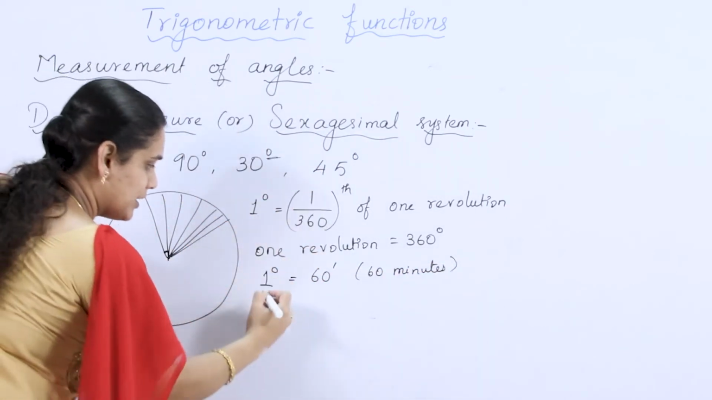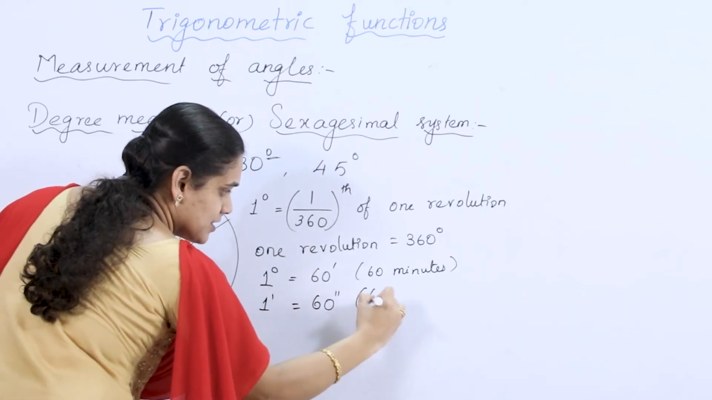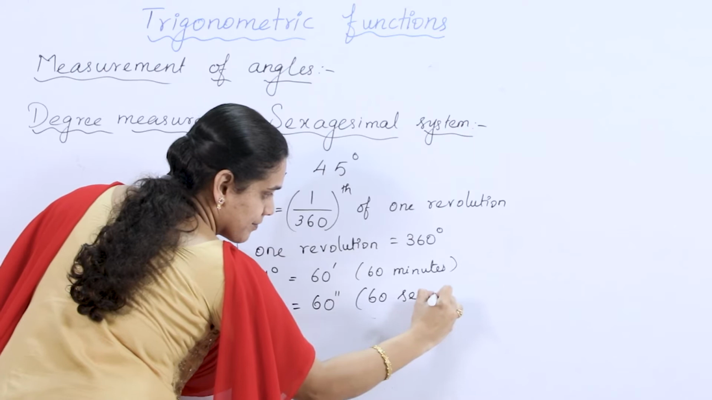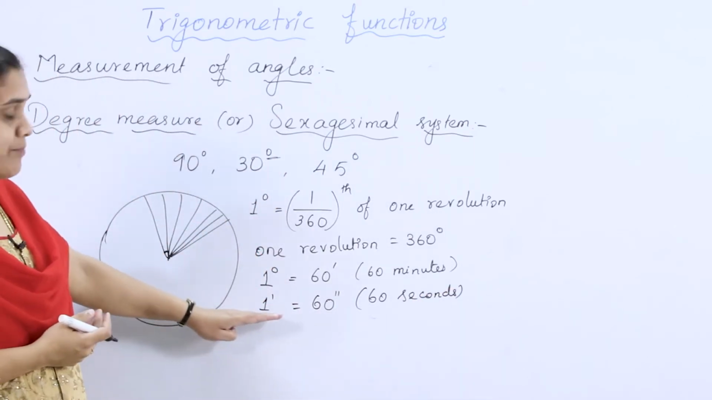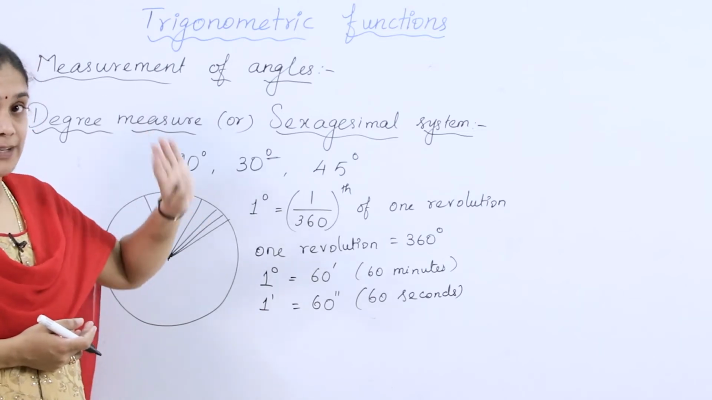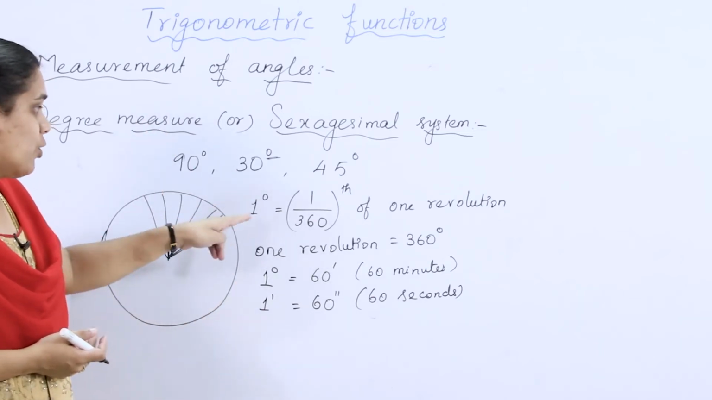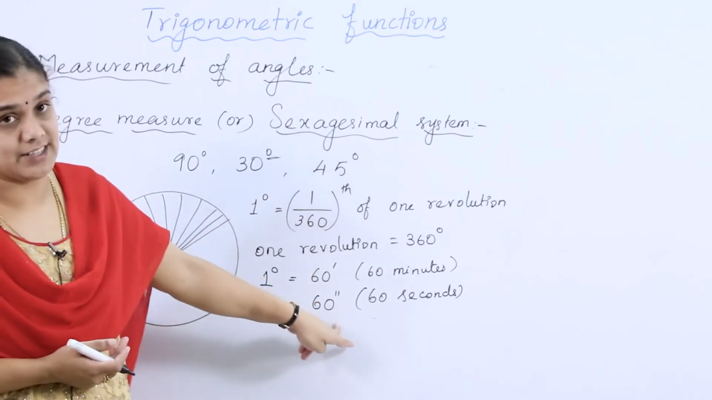And again this minute is divided into 60 seconds. See, like how we use in the clock, no? Same. An hour is divided into 60 minutes, and again each minute is divided into 60 seconds, right? Here 1 degree is divided into 60 minutes, and then each minute is divided into 60 seconds.